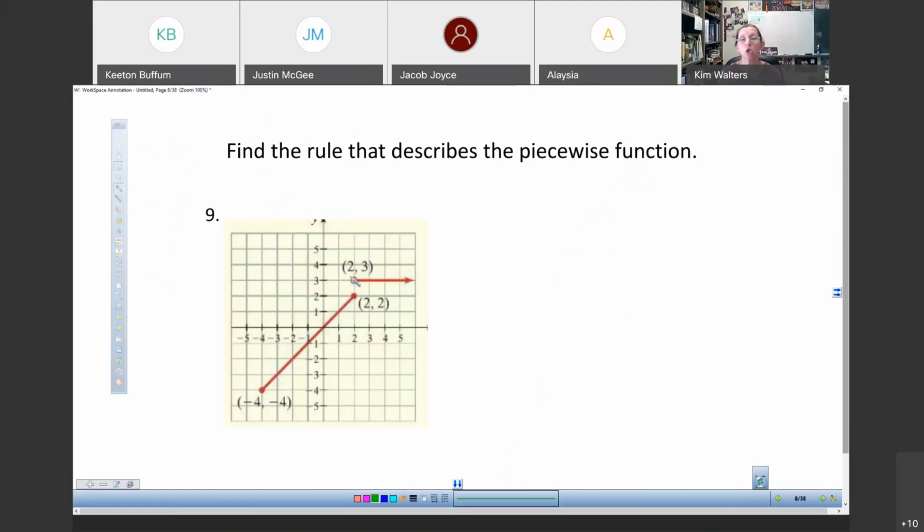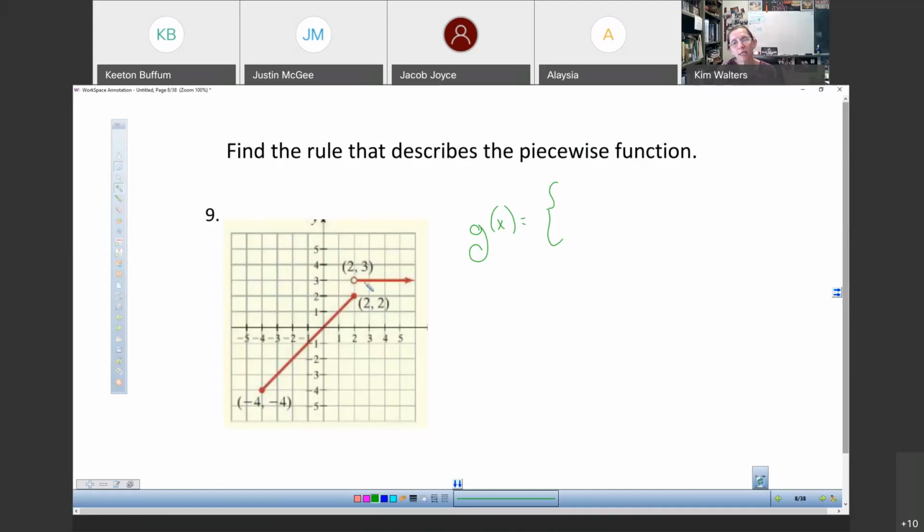So hopefully you can tell that I have two pieces of my piecewise function, okay? So it has two parts. I'm going to call it G, just because I haven't had a G function in a while. You can call it F. I don't care what you call it. But the first thing I want to do is talk about the domains, okay?